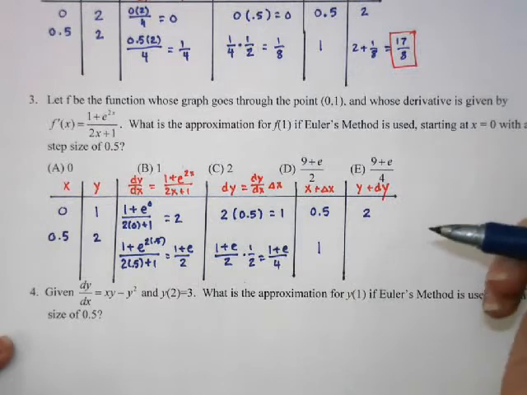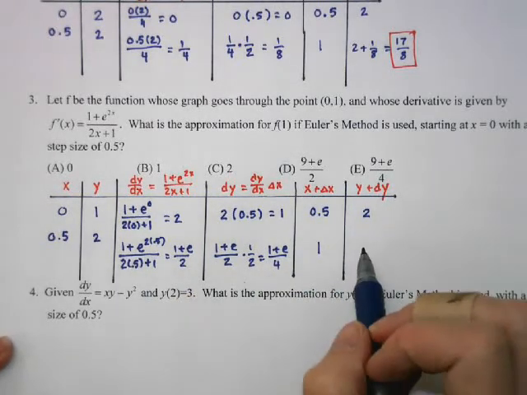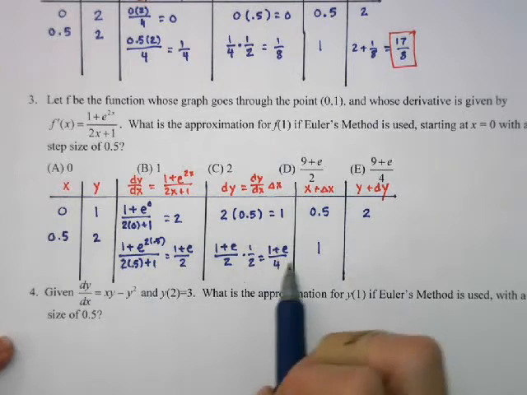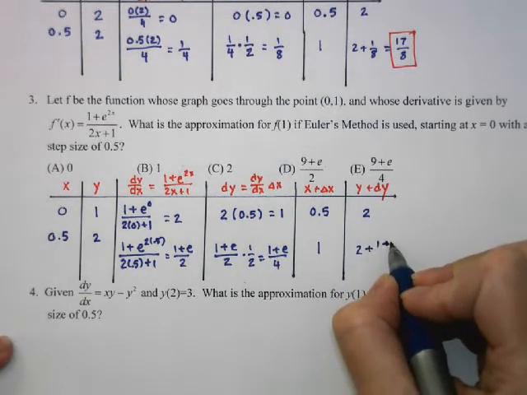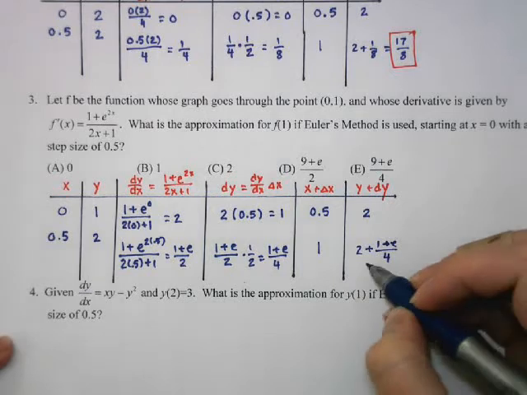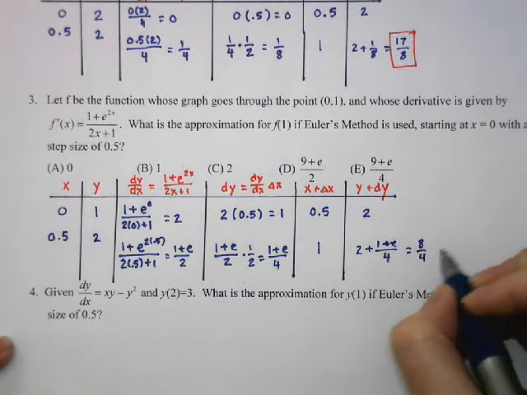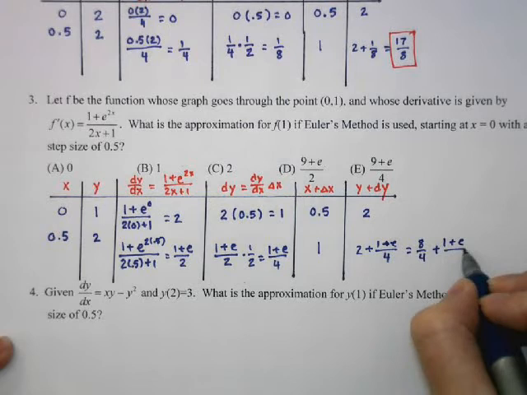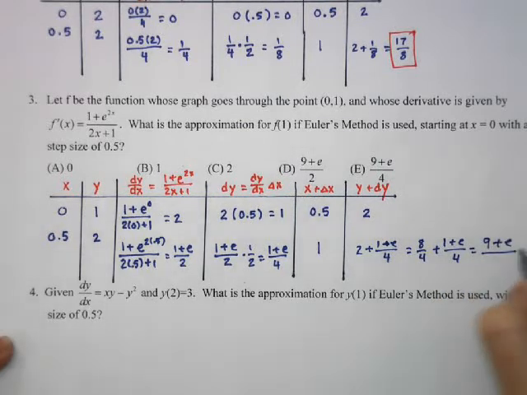So my new x, we're now at 1, which is our end destination. My new y is going to be 2 plus this. Okay, so this is going to be 8 over 4 plus (1 plus e) over 4. So we get (9 plus e) over 4.